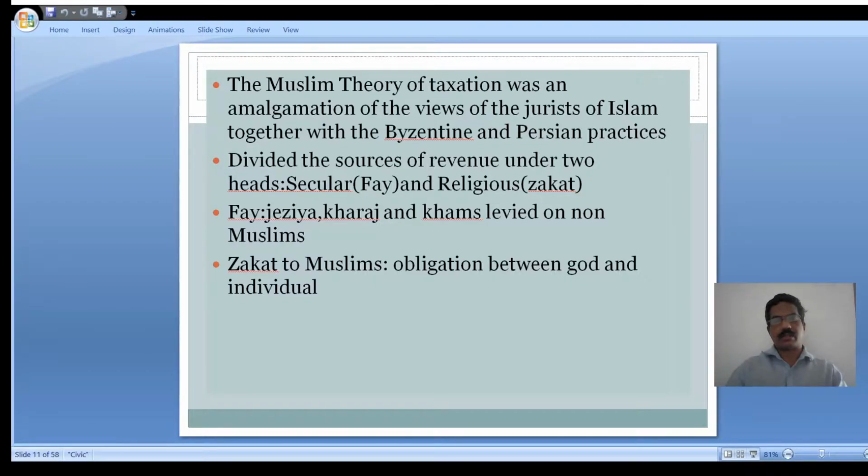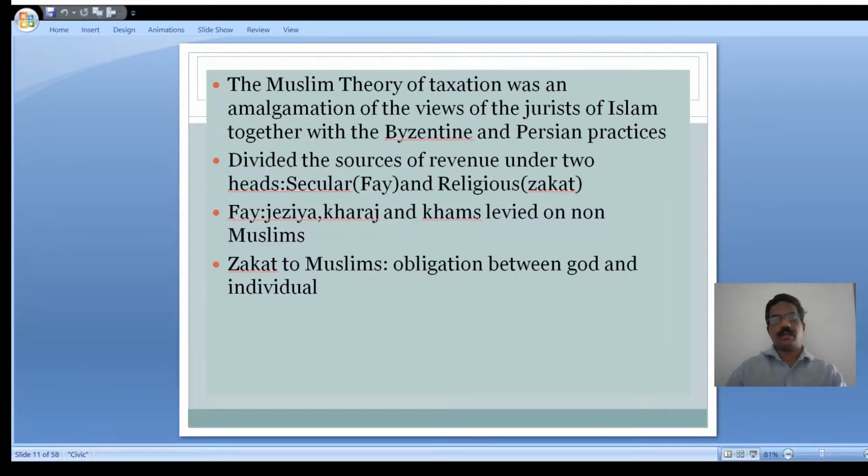While making an overall analysis of the revenue policy or taxation policy of the Delhi Sultanate, we have to argue that the economic system or economic policies of the Delhi Sultanate were not derived from a single source. It was influenced by various economic theories and policies followed by different dynasties based in Central Asia, the Byzantine Empire, the Persian practices, and Turkish practices. All of these had an impact on the revenue policy of the Delhi Sultanate.